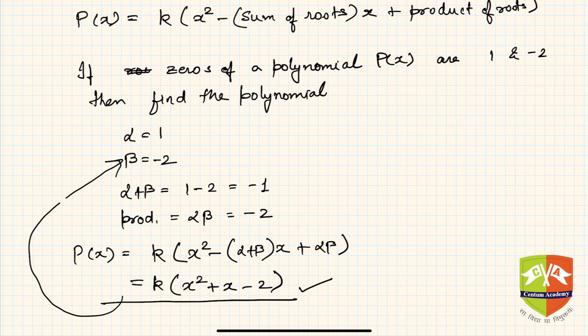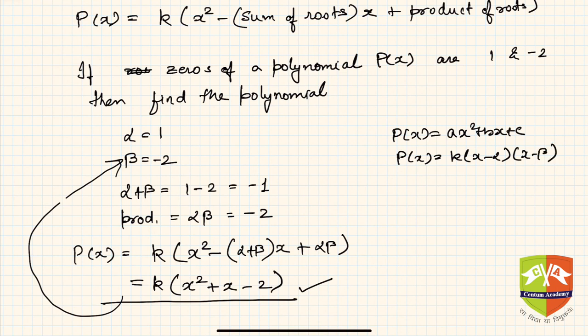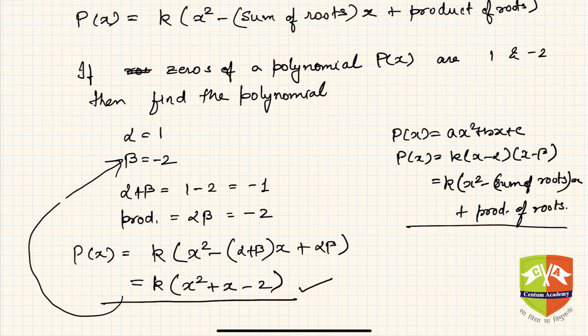Hope you understood. So just to summarize, please remember, p(x) equal to ax squared plus bx plus c can be expressed as p(x) equals k times (x minus alpha)(x minus beta), where alpha and beta are the zeros. It can also be expressed as k times (x squared minus (sum of roots) times x plus product of roots). Please keep this in mind. Okay, we will be solving some problems in the next session.